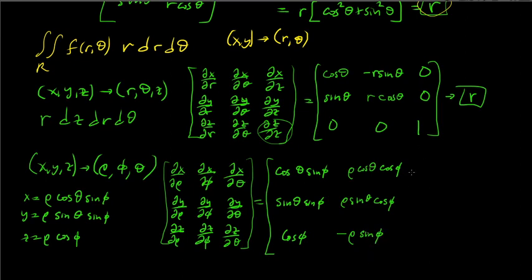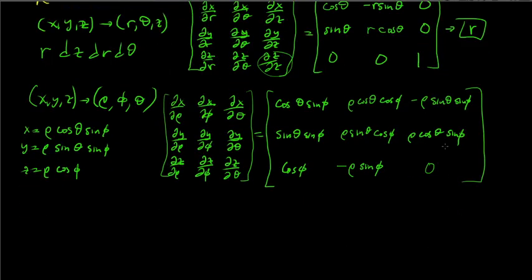Right. And finally, with respect to theta, the last column here will be, let's see, minus rho sine theta sine phi, rho cosine theta sine phi, and z with respect to theta is 0. Z does not depend on theta at all. Okay, so that makes it a little bit easier. Now to calculate the determinant.